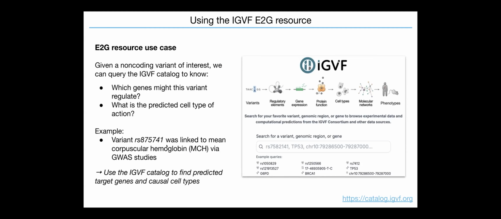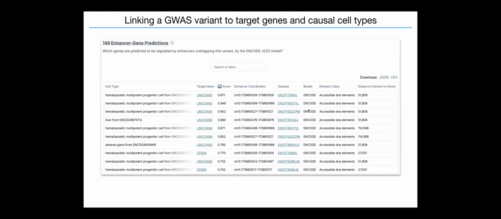And that trait is essentially how much hemoglobin red blood cells contain. And so we're now going to use the IGVF catalog to figure out what target genes that variant might regulate. This is terribly easy: you just copy the RSID, put it in the search box of the landing page of the IGVF catalog, and you hit go, which takes you to the variant page.